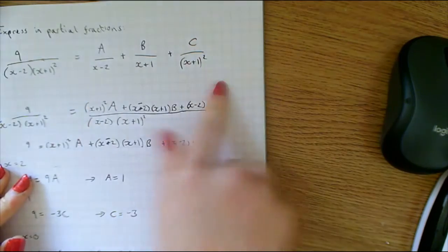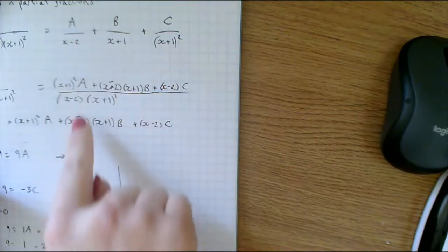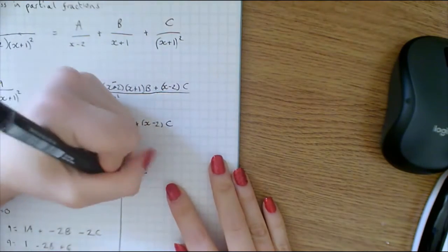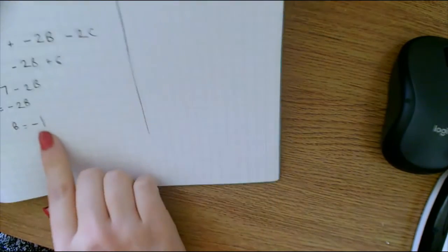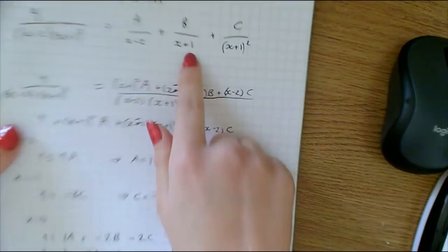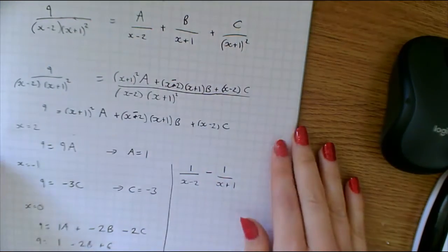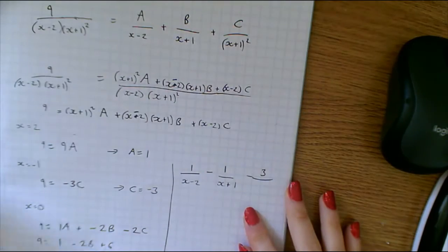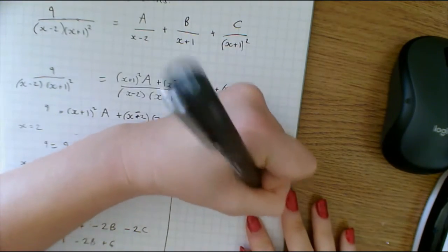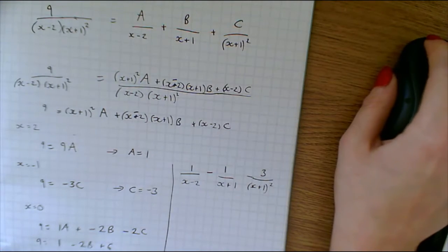We can rewrite this original thing as its partial fractions. So as its partial fractions, it's a over x minus 2, so 1 over x minus 2. B was minus 1, so minus 1 over x plus 1. And then C was minus 3, so minus 3 over x plus 1 squared. And that's it. We'll do a second one now, just to try and clarify everything you need to be doing there.